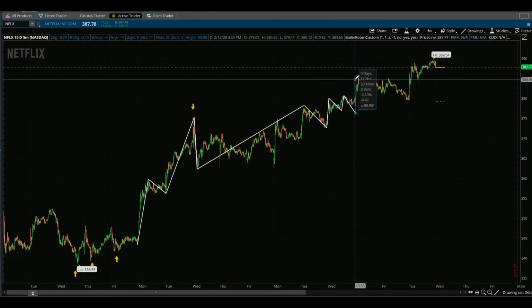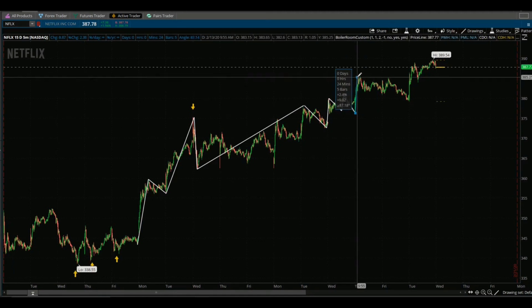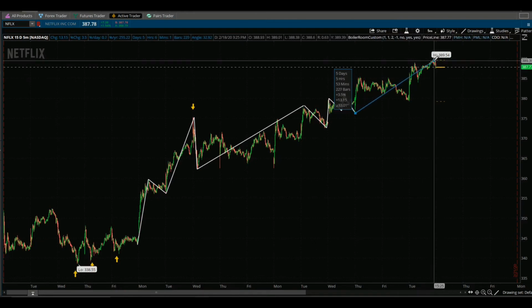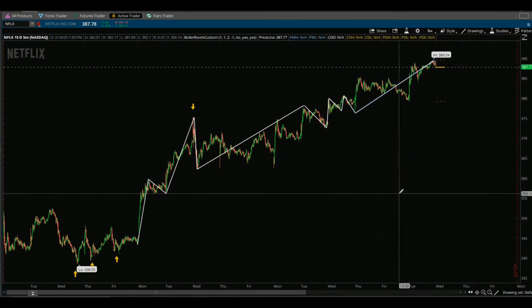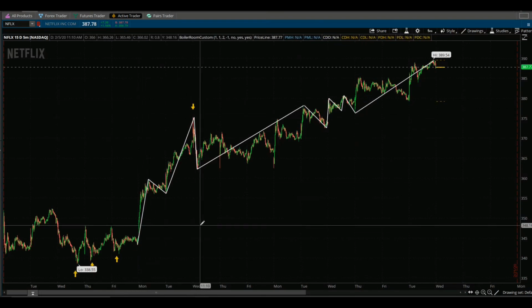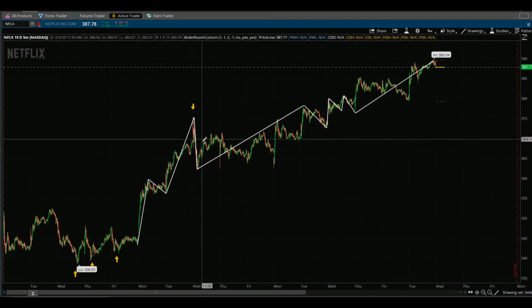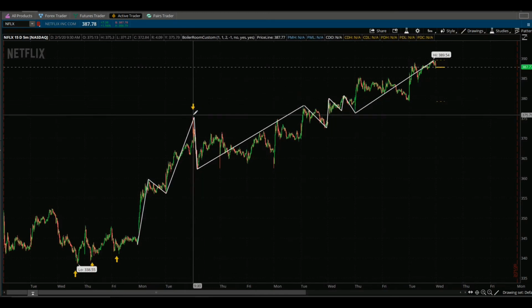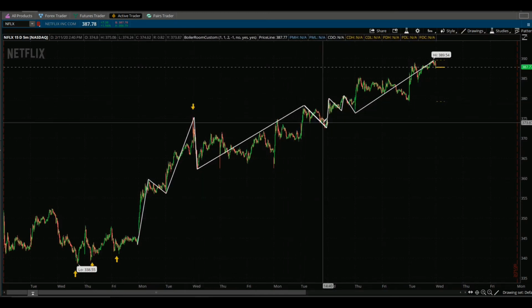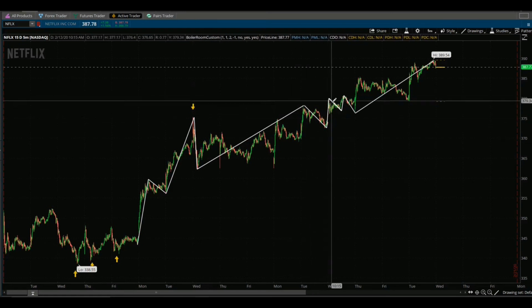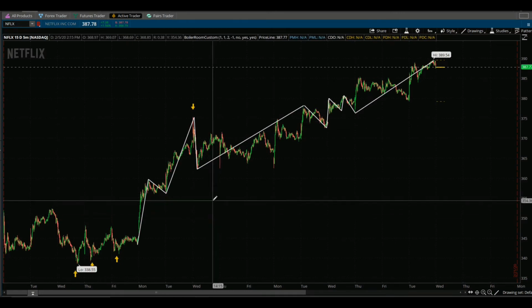And you can pick, it doesn't really matter. You can pick this high, this high, that high, or that high. The idea is just to see, did we break the previous significant high? Does this top break the previous significant high? Yes, it does. Then we have a pullback. Does this top break the previous significant high? Yes, it does. So we're bullish.